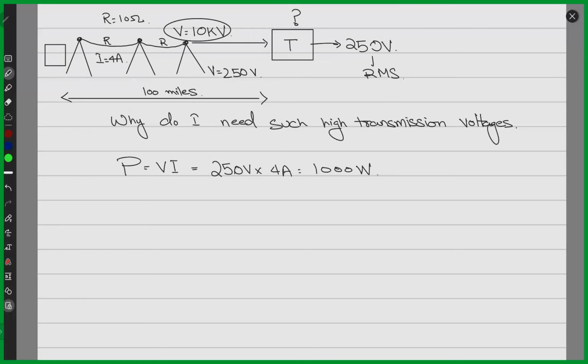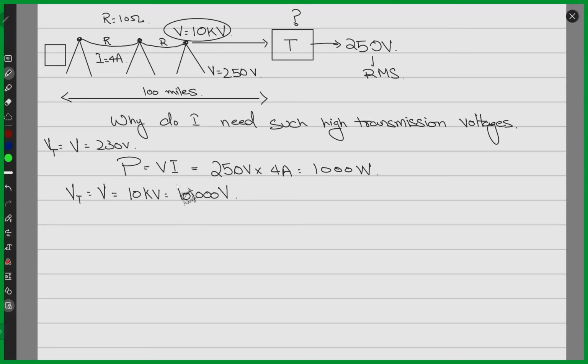So you're getting a total of 1000 watts. Now suppose, this is when I'm using a voltage of 230 volts and transmitting that. So this is the transmission voltage, right? So this is VT, transmission voltage. Suppose now I use a transmission voltage of another value, 10 kilovolts, which is 10,000 volts.